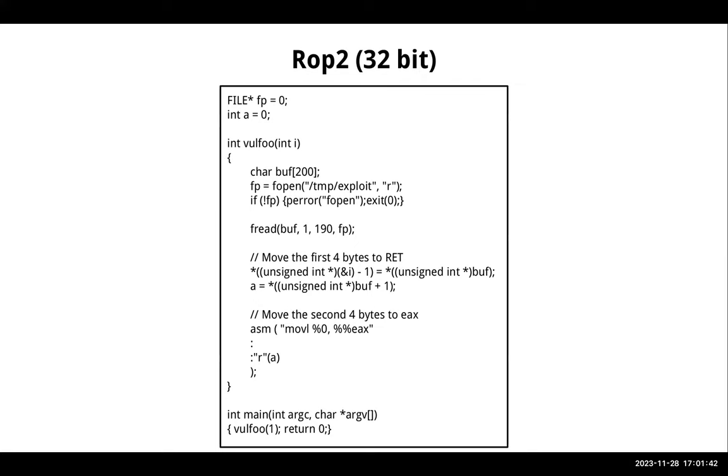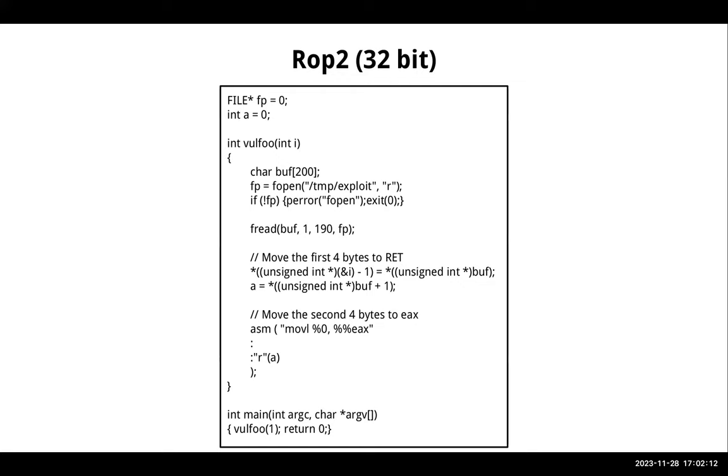We have a main function, which calls foo. It has one argument and a local buffer. It opens a temp file in the temp folder. If that doesn't exist, it just exits. Otherwise, it will read 190 bytes from the file to the buffer, so there is no buffer overflow there.